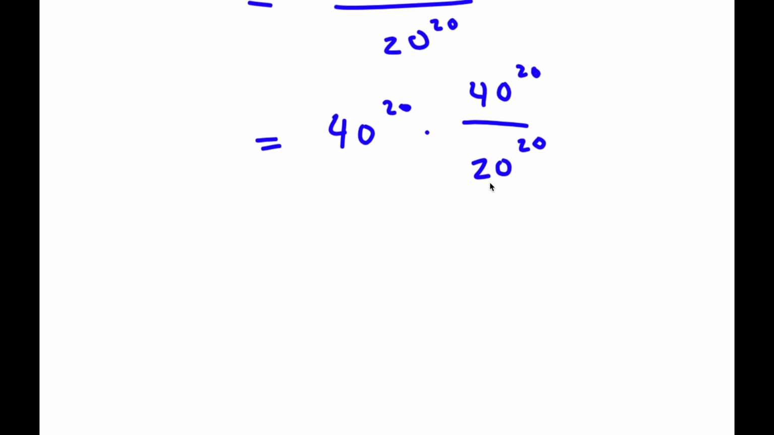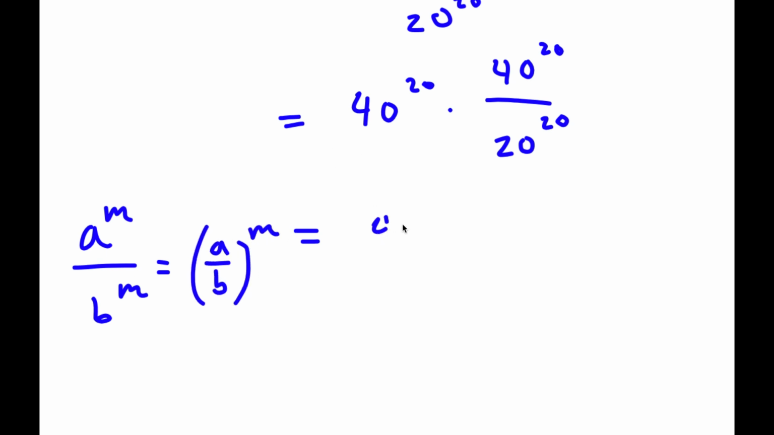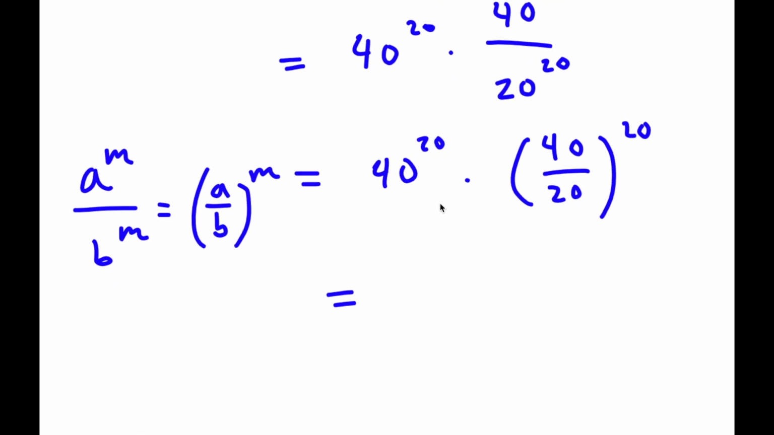And 40 to the power of 20 over 20 to the power of 20, if I have something in the form a to the power of m over b to the power of m, this is equal to a over b to the power of m. So this can equal 40 to the power of 20 times 40 over 20 to the power of 20. This is equal to 40 to the power of 20 times 40 divided by 20 is obviously 20. So times 20 to the power of 20.